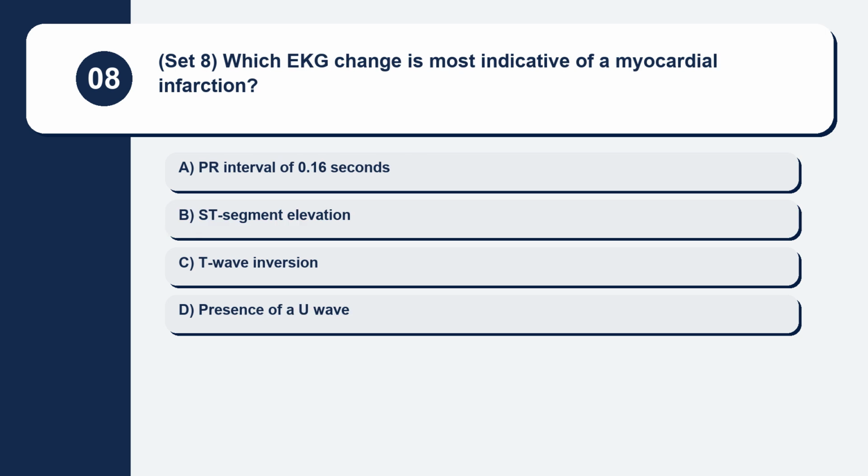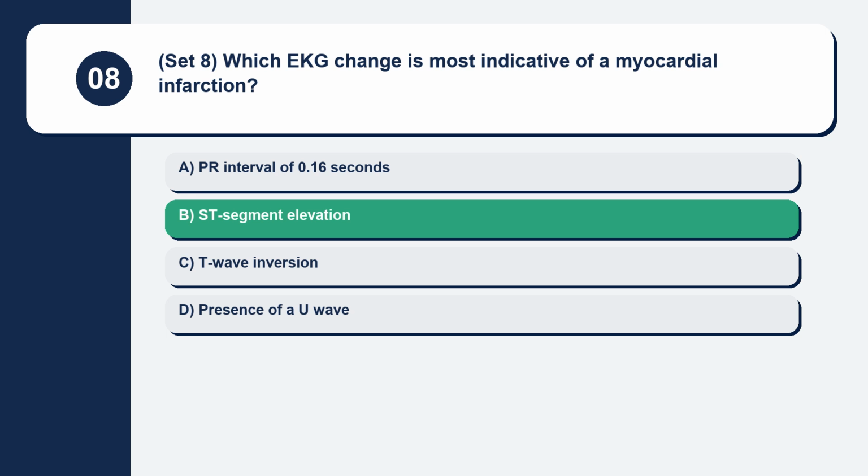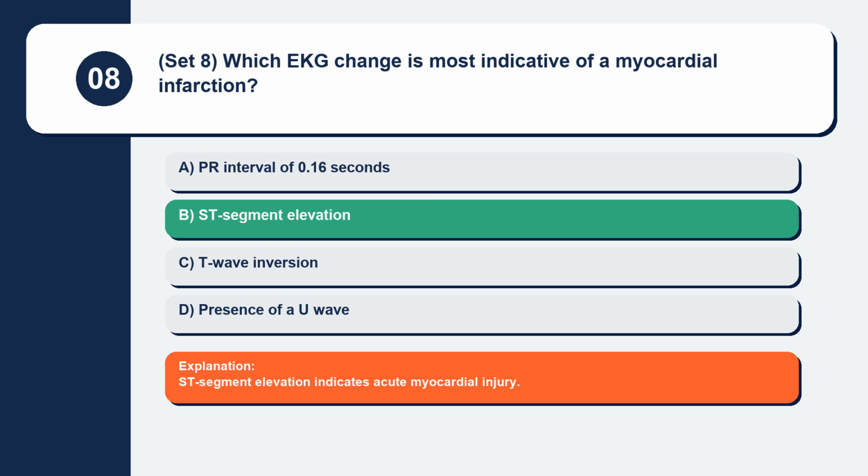Question 8. Set 8. Which EKG change is most indicative of a myocardial infarction? PR interval of 0.16 seconds, ST segment elevation, T wave inversion, presence of a U wave. ST segment elevation indicates acute myocardial injury.